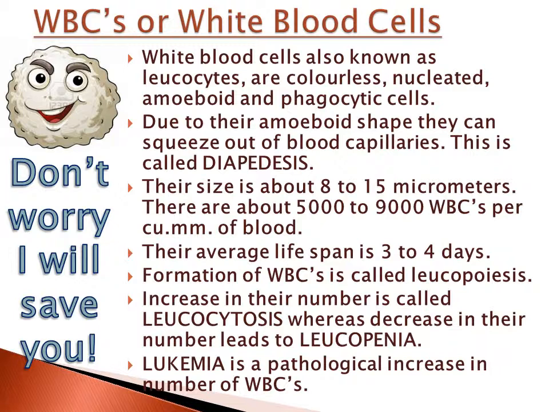There are about 5,000 to 9,000 WBCs per cubic millimeter of blood. Their average lifespan is 3 to 4 days. Formation of WBCs is called leukopoiesis. Increase in the number causes leukocytosis, whereas decrease causes leukopenia. Leukemia is a pathological increase in the number of WBCs, which is also commonly called cancer.